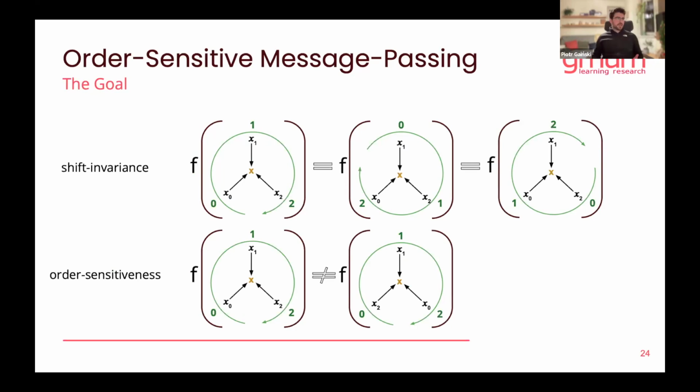And what it means, first of all, is that we want this message passing to be shift invariant. So we want all the equivalent orders to be the same, and then we want the different orders that come from the mirror images to be not equal. Okay, so first, let's talk about the shift invariance.